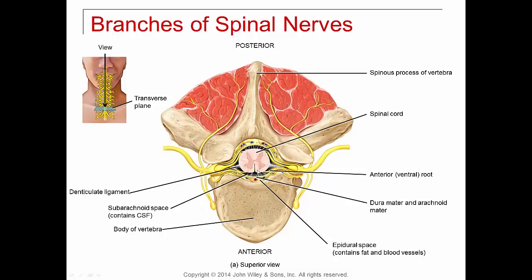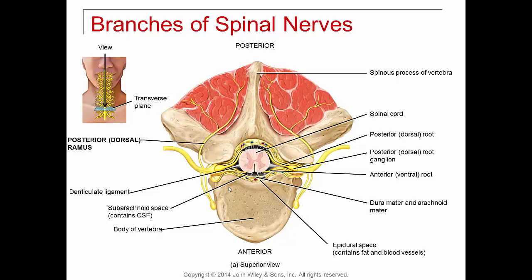And we can also see the nerve roots leaving the spinal cord, the anterior or ventral root and the posterior or dorsal root, both of which will come together to form the spinal nerves. We can also see that bulged region in the dorsal root known as the dorsal root ganglion. Shortly after the ventral and dorsal roots come together to form the spinal nerve, the nerve then splits into two main branches called rami, or singular ramus.